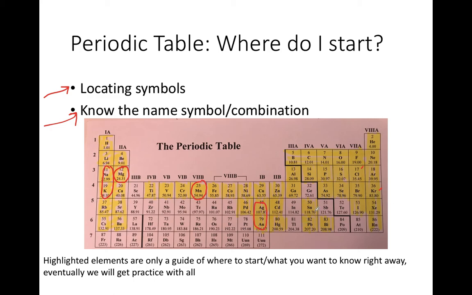So just be mindful of these different symbol combinations for the names, but just get some practice, whether you want to make flashcards or print a blank periodic table and start filling it with symbols. Whatever you want to do to start learning these different name symbol combinations and start locating them on the periodic table.